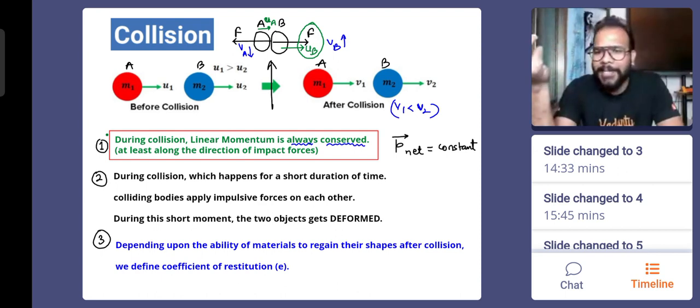Deformation is out of shape. Have you guys played cricket with plastic balls? When you hit the ball very strongly, the ball permanently gets deformed. Shape changes. That's basically deformation.